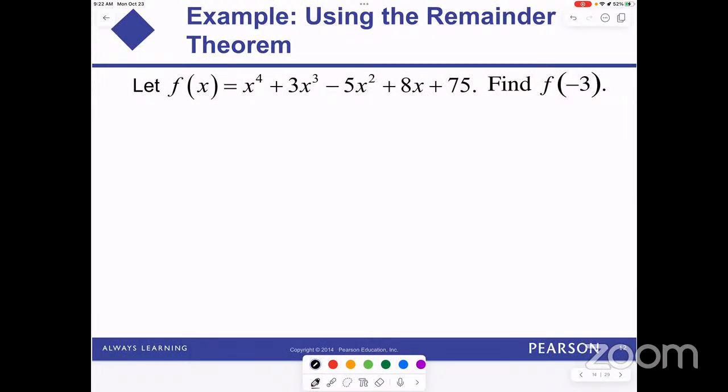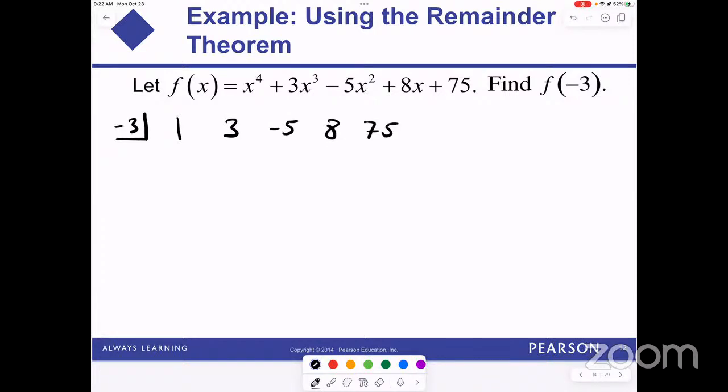Instead, what we can do is synthetic division where the negative 3 is in the chair, and then the remainder is going to be f of negative 3. So we can invoke the remainder theorem in the other direction. We take all our coefficients, making sure to incorporate placeholders as needed. So our coefficients are going to be 1, 3, negative 5, 8, and 75. Power of 4, let me see, 1, 2, 3, 4, 5.